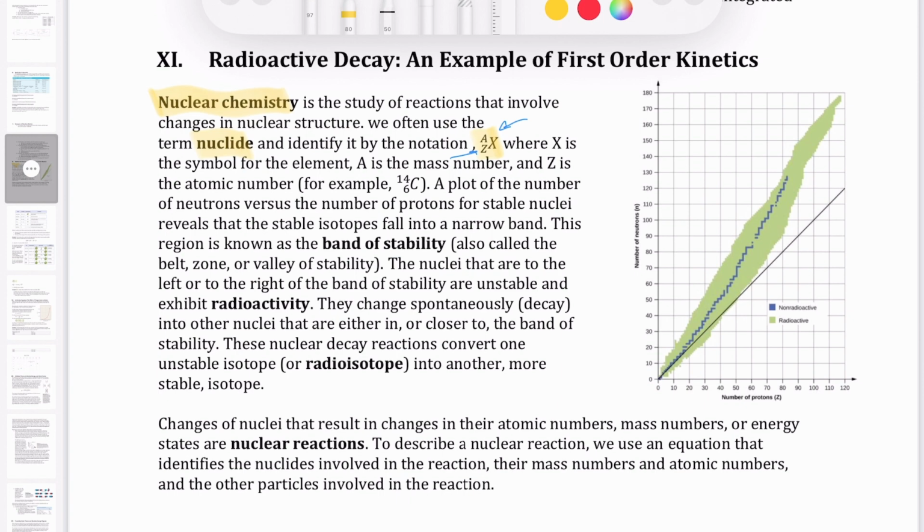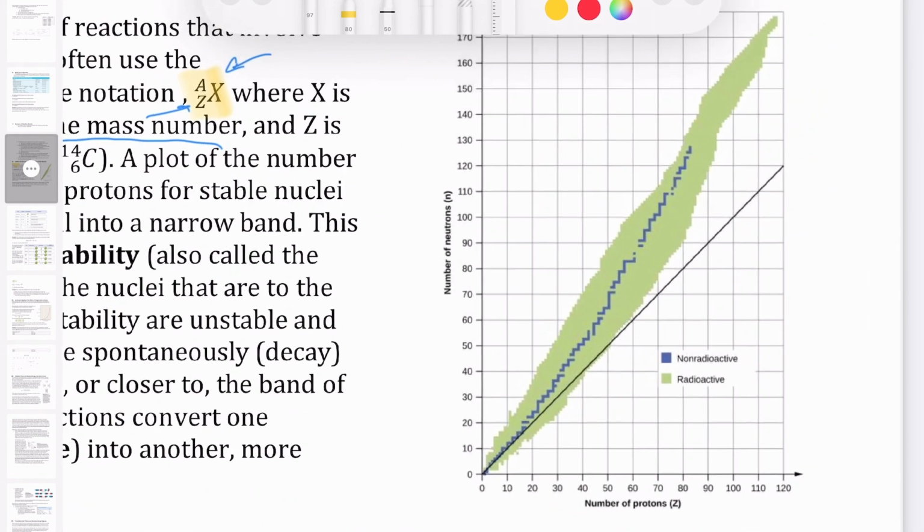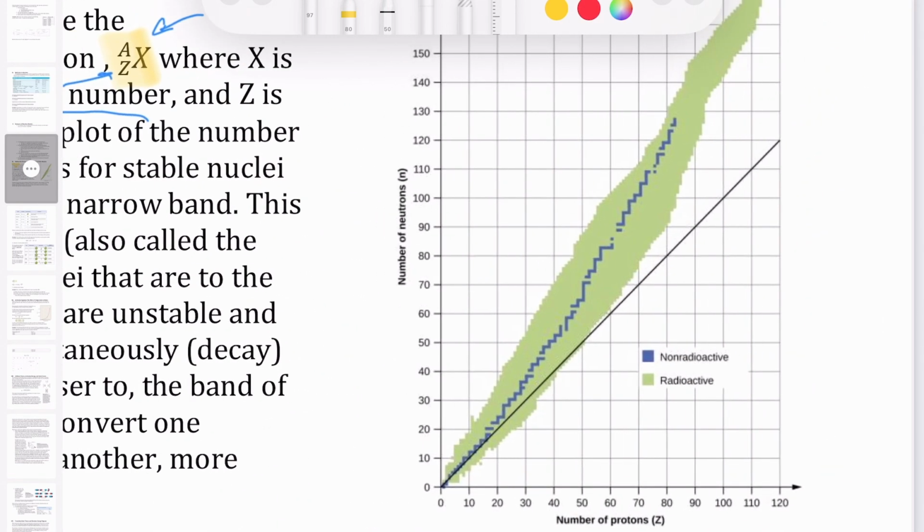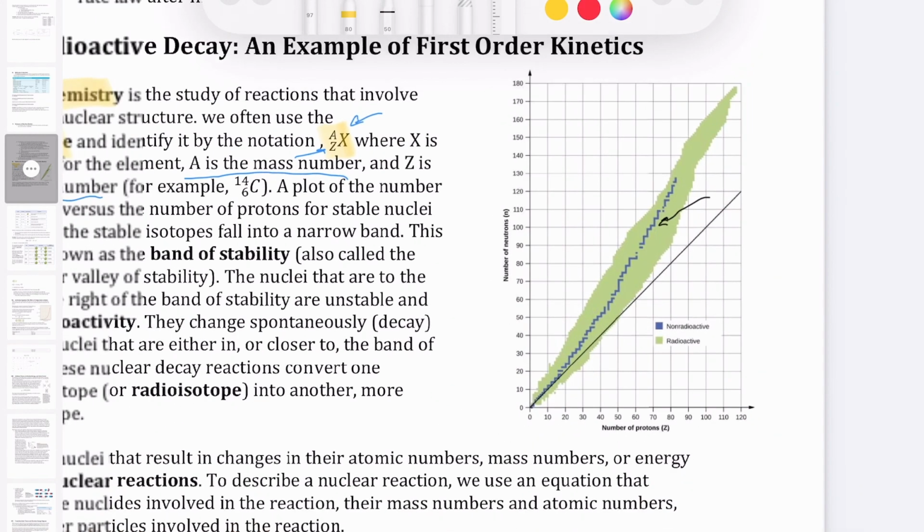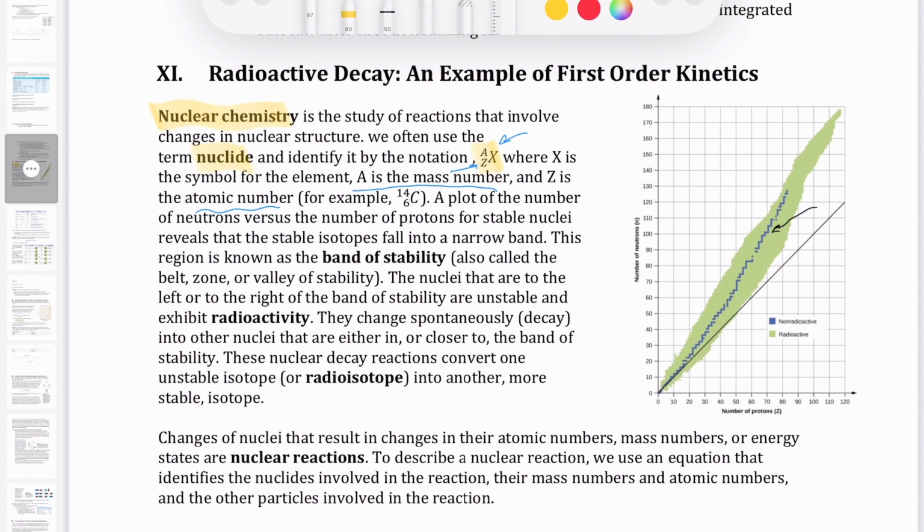So remember that the atomic number, or Z, is actually the same as the number of protons, and the mass number, or A, is the sum of the protons and neutrons. Now, when you actually look at a plot of the number of neutrons versus the number of protons, there is a pattern associated with increasing number of protons or increasing atomic number given in blue. So that is the pattern of the stable nuclei. So in other words, they don't change to anything else.